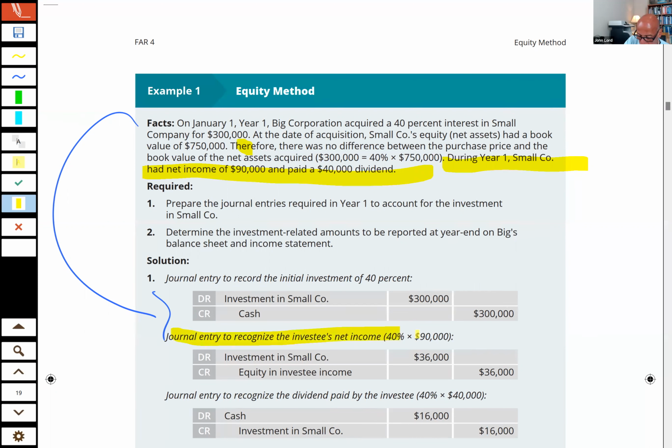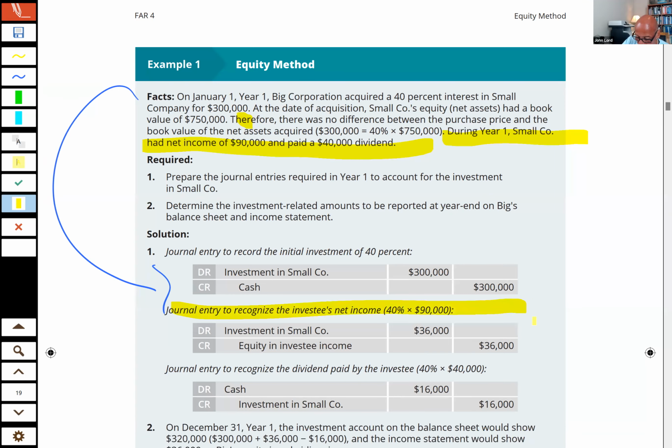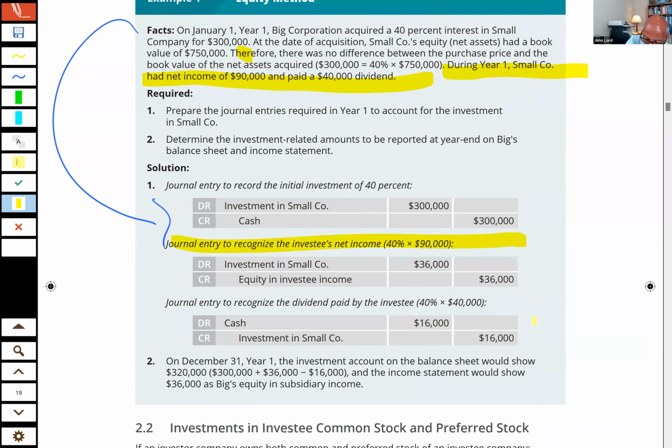So we're going to do what? We're going to debit the investment account 36,000 and credit the equity in investee income. That shows where? That shows on the income statement, right? And of course the investment account, the asset, is shown on the balance sheet. And then when they pay a dividend, which they tell us in the fact pattern was a $40,000 dividend, of which we get 40%, we debit the cash and we credit the investment for 16,000.